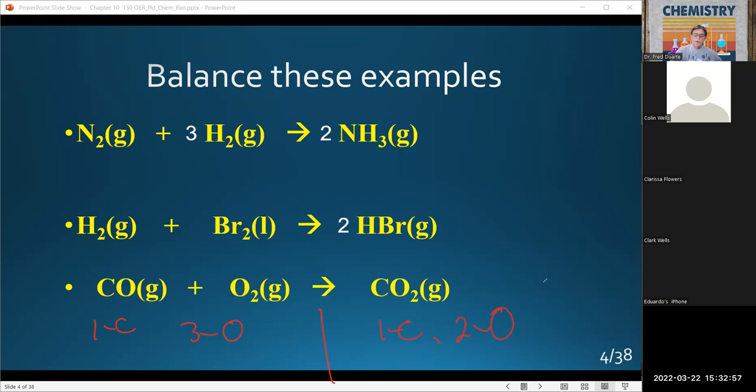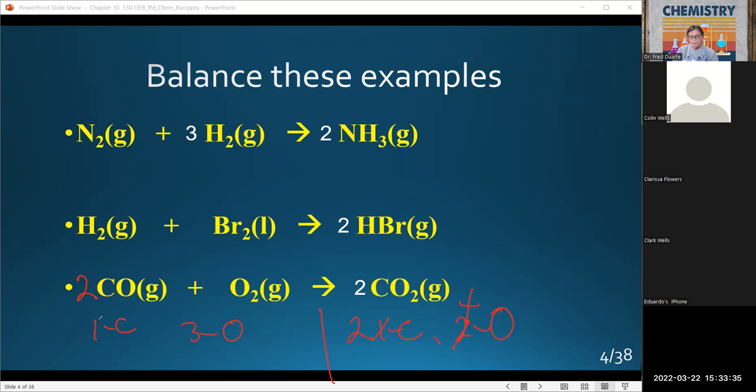One way to do this is if we put a 2 in front of carbon dioxide. What that does is increase my carbon, so I change that to 2, and increase my oxygen to 4. Since I've got 2 carbons now, I can go back to the reactant side and put a 2 in front of carbon monoxide.